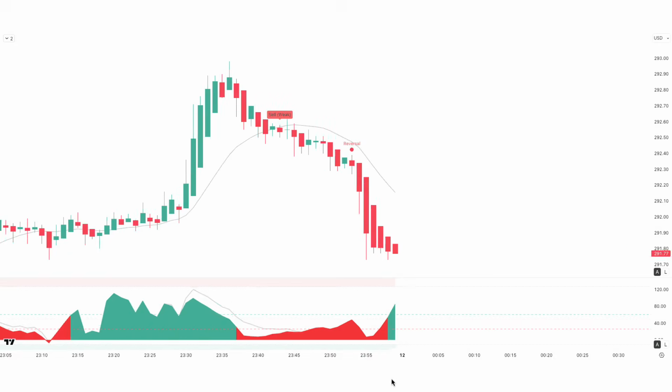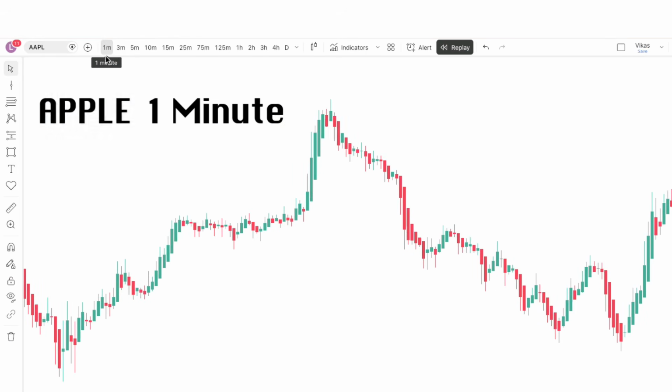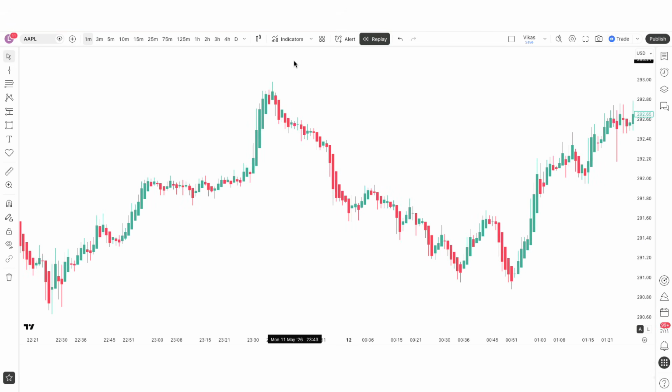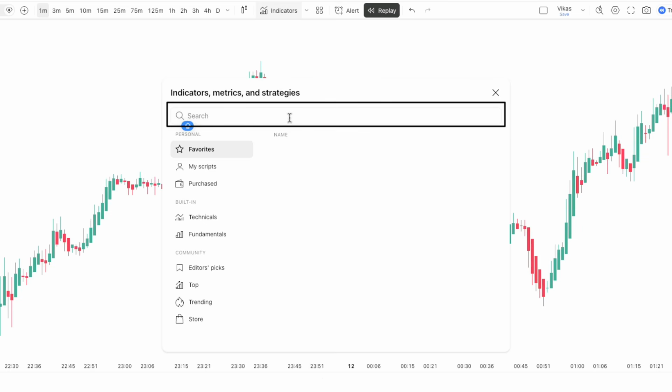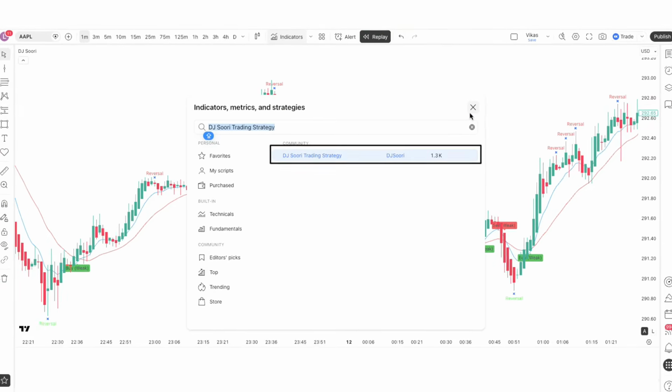Now we tell you how we want to trade. Let's start the video. We open the Apple 1-minute chart, and don't sweat the time frame either. Next, you'll want to find those magic indicators. Head over to the Indicators tab and search for the DJ Suri trading strategy. Select the indicator made by DJ Suri and add it to the chart.